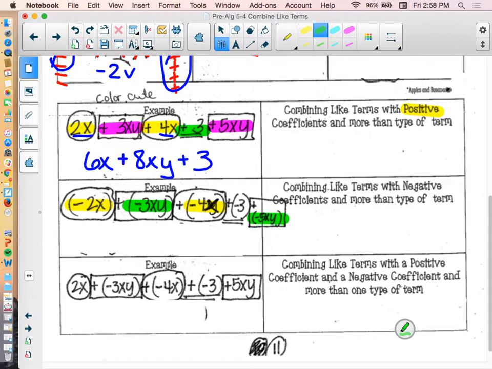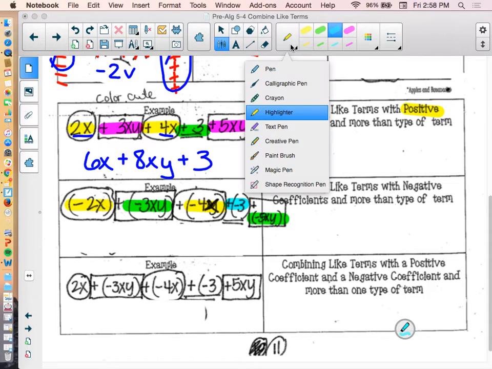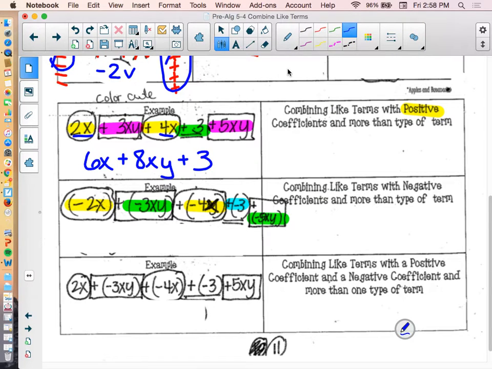Notice we're doing negative coefficients this time, and I'm just going to use blue this time. It doesn't matter what colors you use, just as long as you're consistent and you put the like ones together.